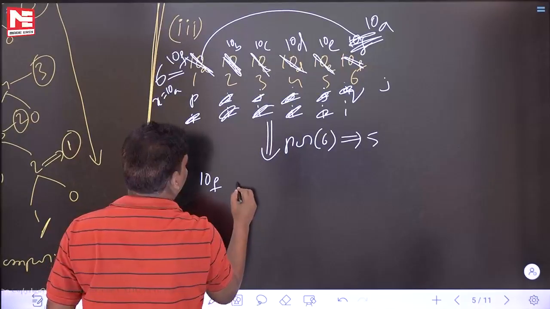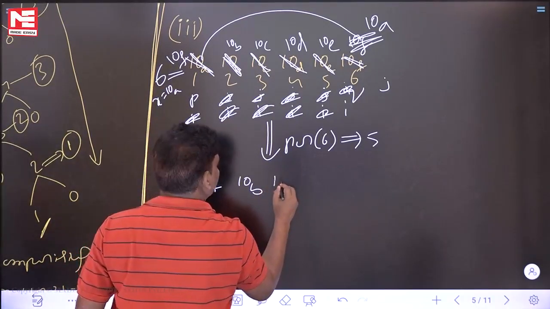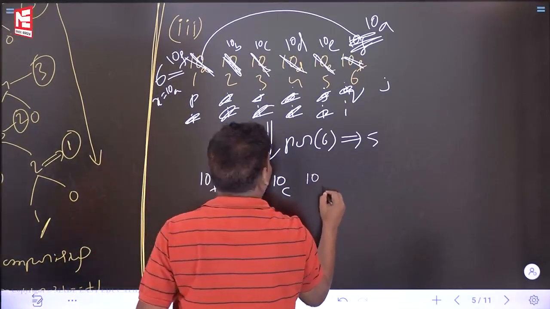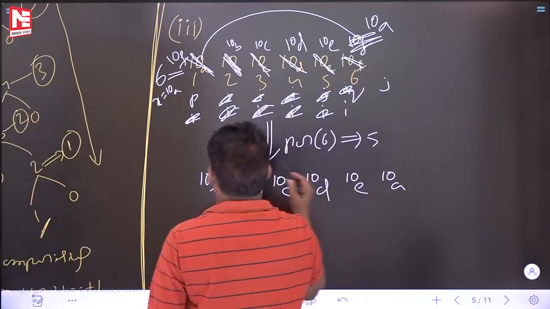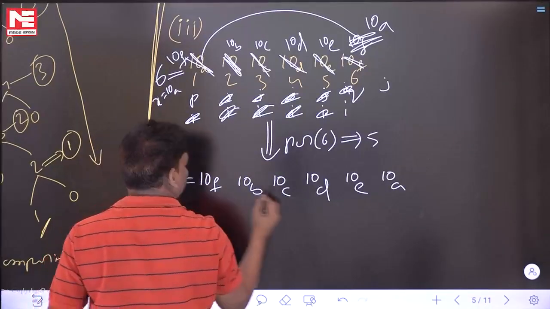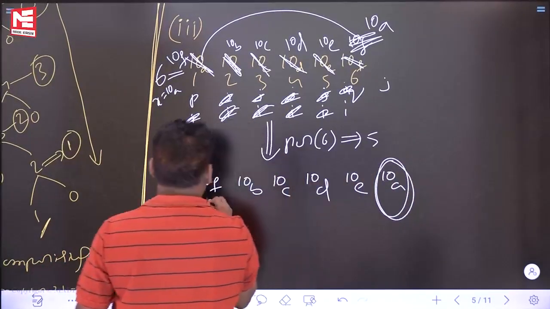10F. Next. 10B. 10C. 10D. 10E. 10A. And one more. Which place did he go to? 6th place. So, 6th place is the pivot element there. Let me give positions also.